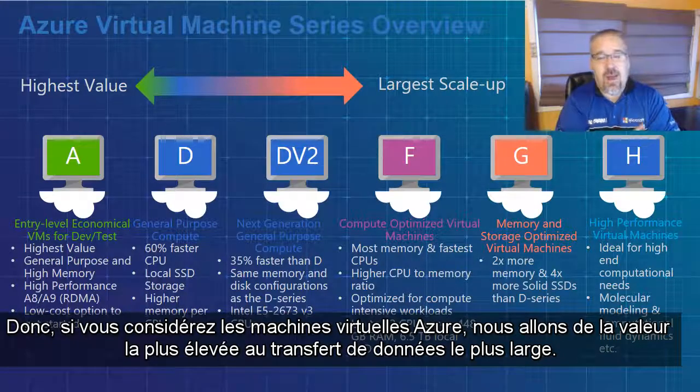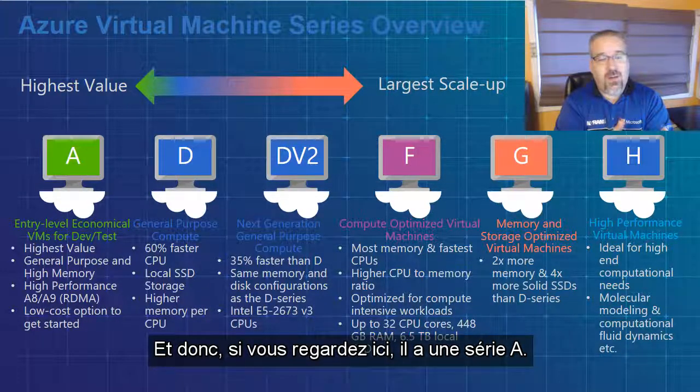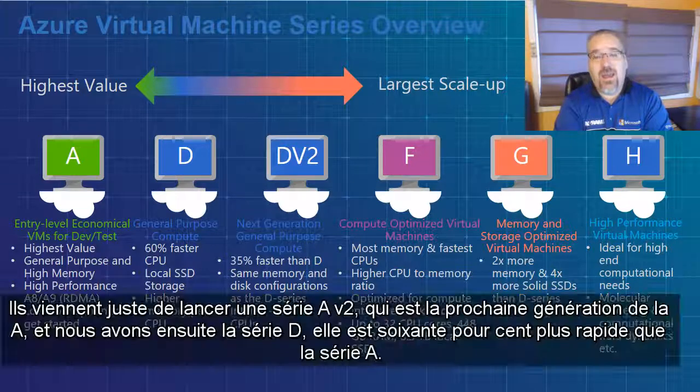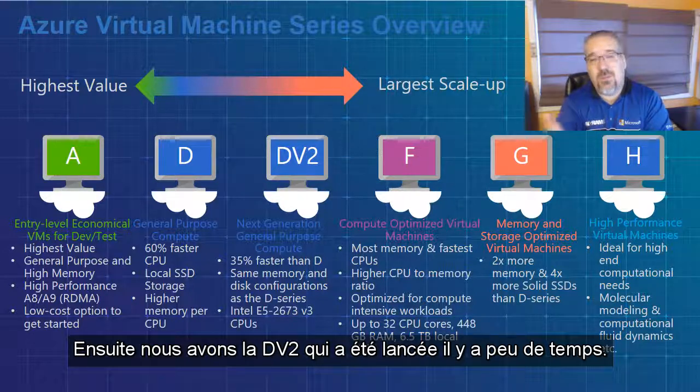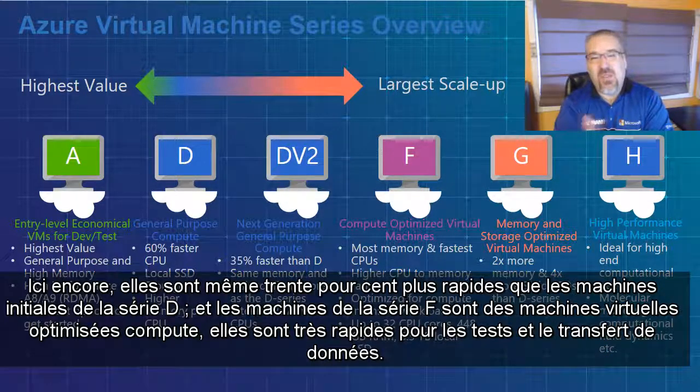So if we look at the Azure virtual machines, we go from highest value to largest scale up. And so if you look across, there's A series. They just launched an A V2 series, which is the next generation of A. And then we've got D series. So they're 60% faster than the A series. Then we've got the DV2 that's been launched a little while ago. Again, they're even 30% faster than the initial D series machines. And F series machines are compute optimized virtual machines. They're very fast for testing and scaling.